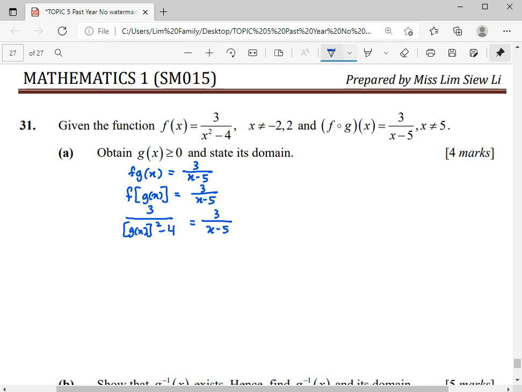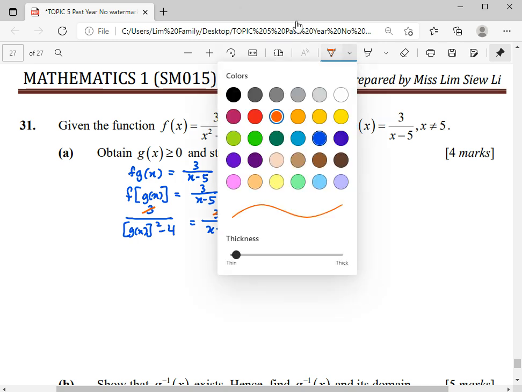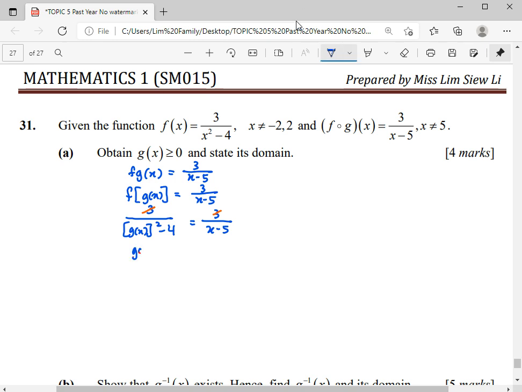From here we can simplify our function in order to find out what g(x) is. The 3 can be simplified: when I move the 3 to the right hand side, it is divided by 3. So now I will have g(x) squared minus 4 equals x minus 5. To find g(x), move the 4 to the right hand side, it becomes plus 4, so g(x) squared equals x minus 1.